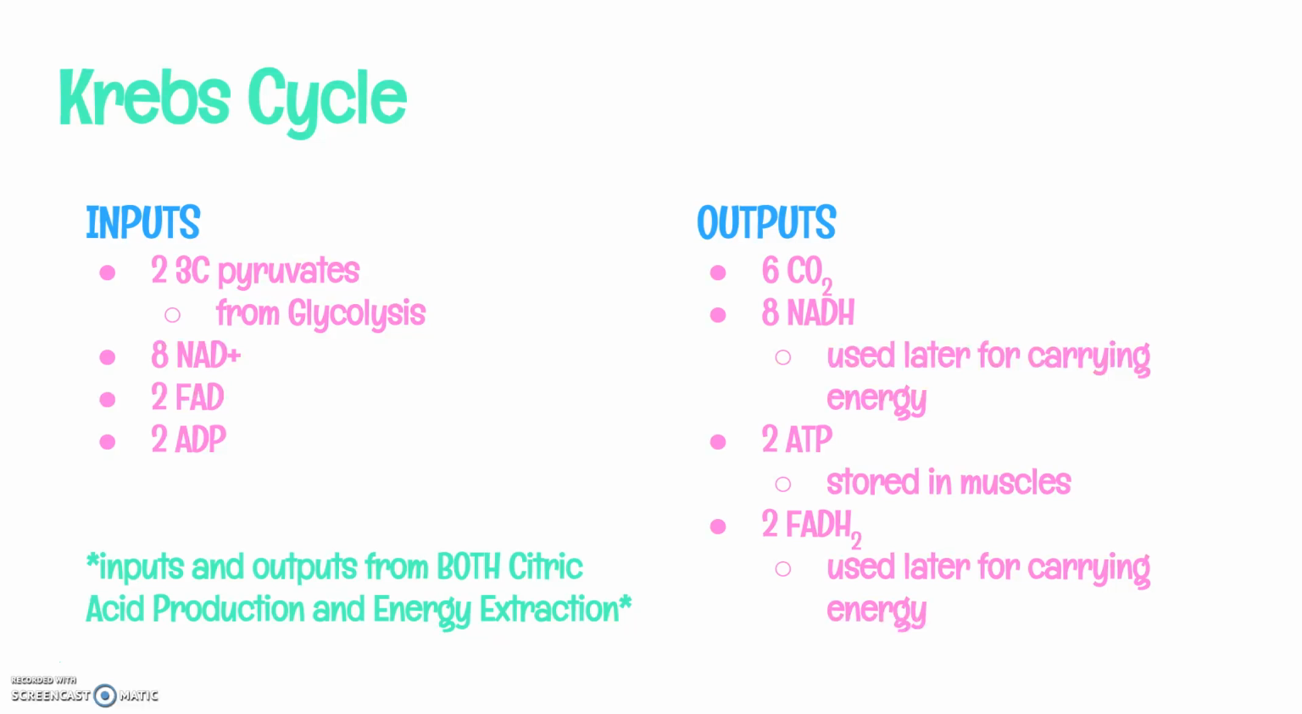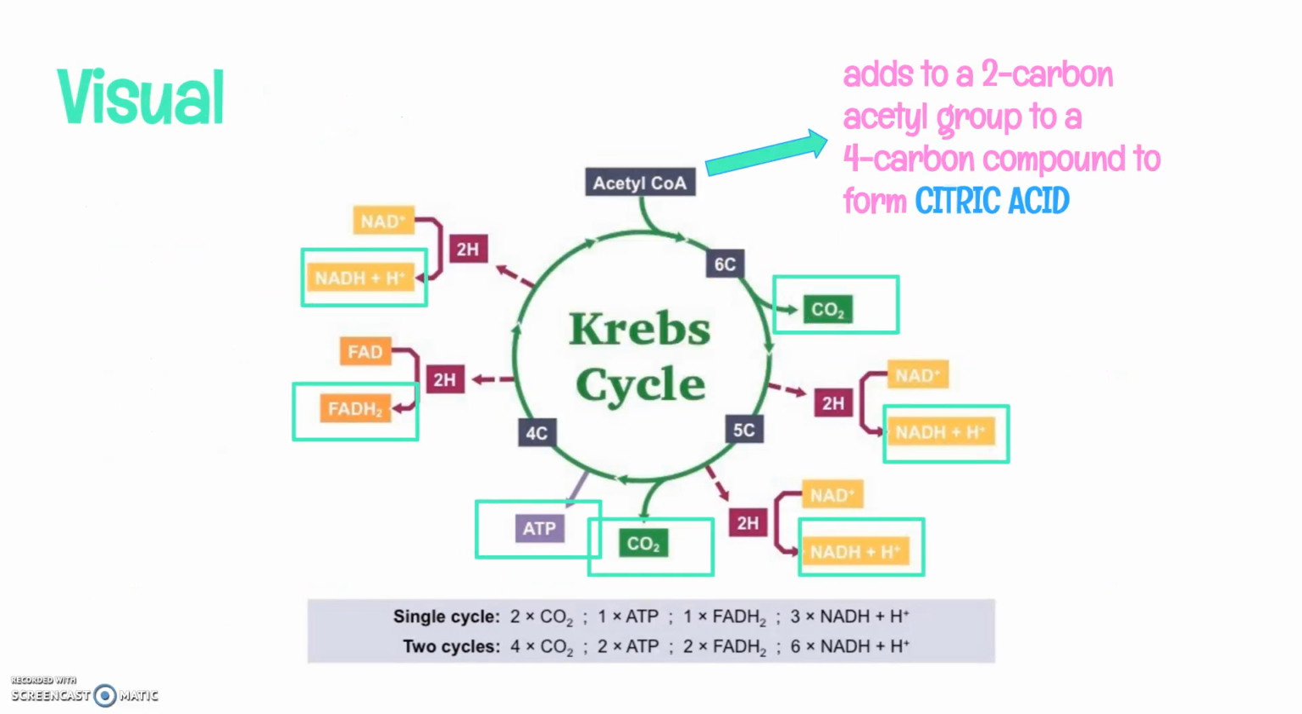in the electron transport chain. And then 2 ATP that are also stored in muscles. The FADH2, that comes from the FAD. It's the same thing as NAD plus and NADH, where the NAD plus takes 2 electrons from glucose to have a higher energy molecule. And then that's a visual of the Krebs cycle.